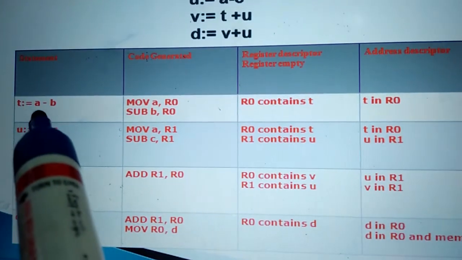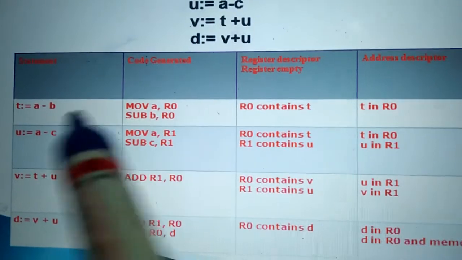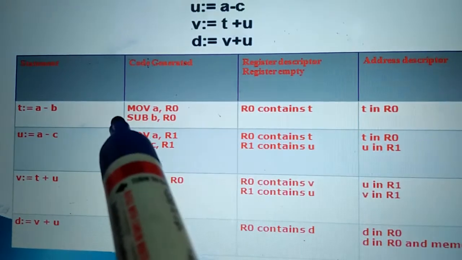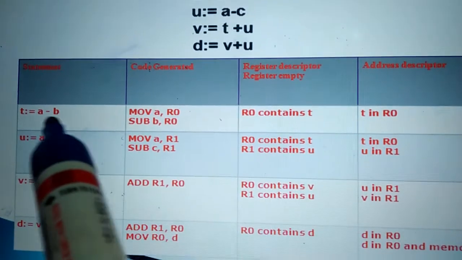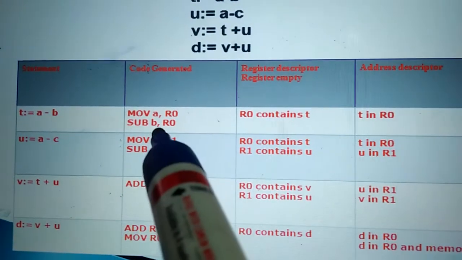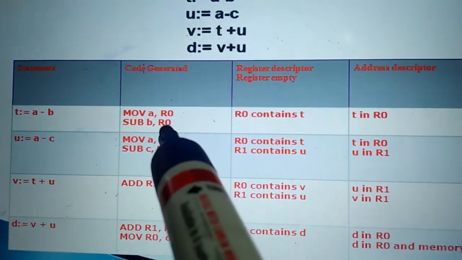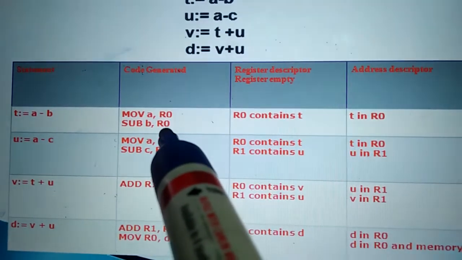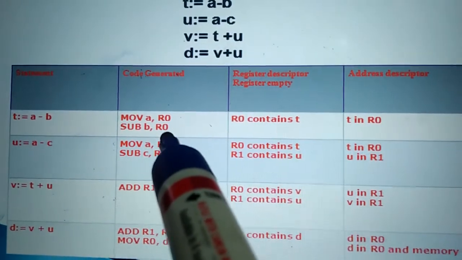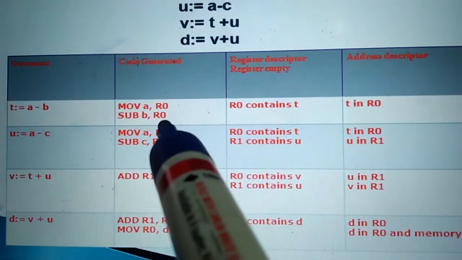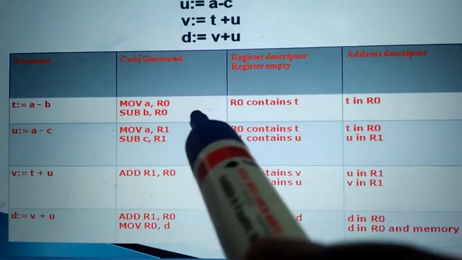Here, for the first expression, T is equal to A minus B. Next, for this A minus B, we need to subtract. How do we subtract? Subtract B from R0. What is R0 holding? R0 is holding the value of A. Subtract B from R0. This is how the target code looks.